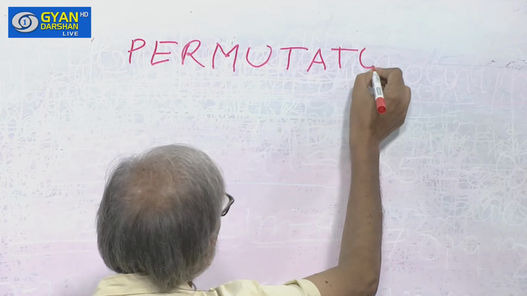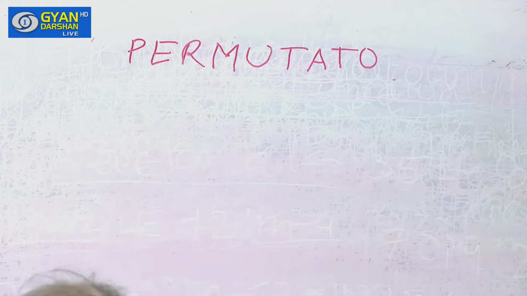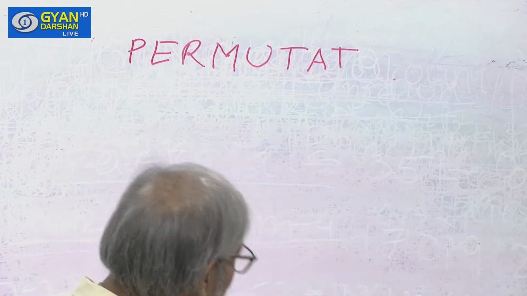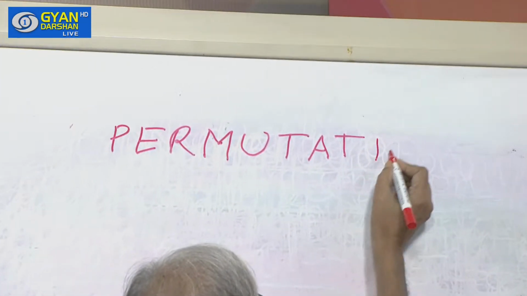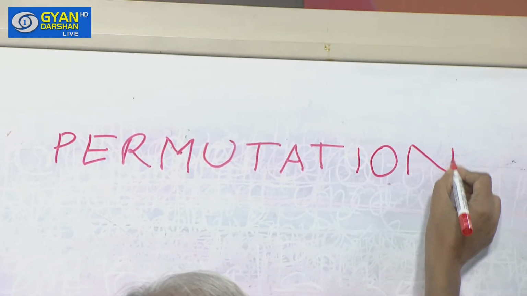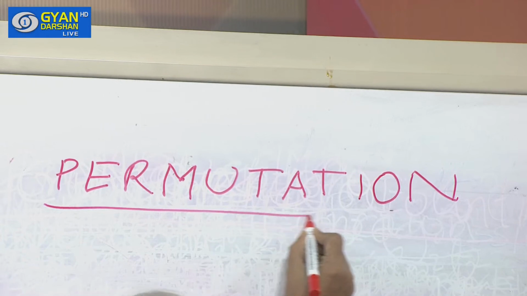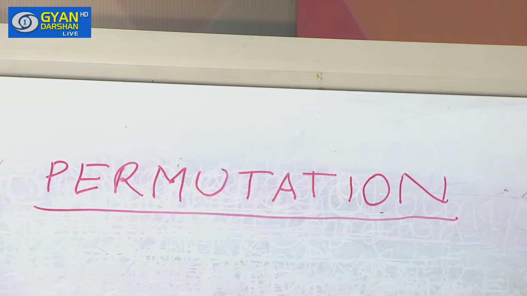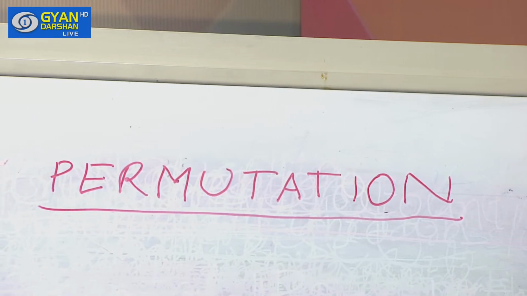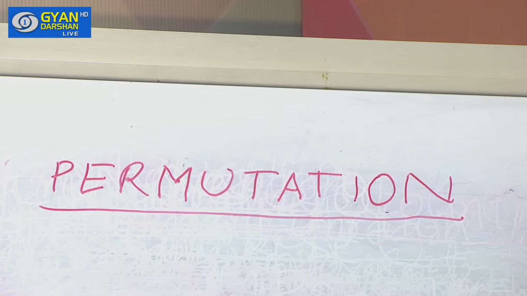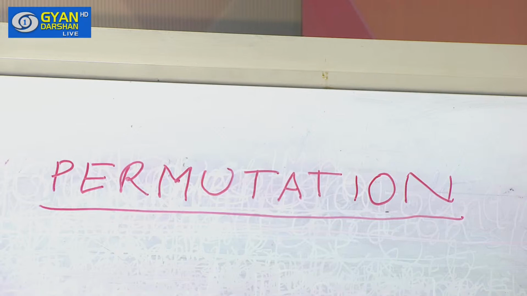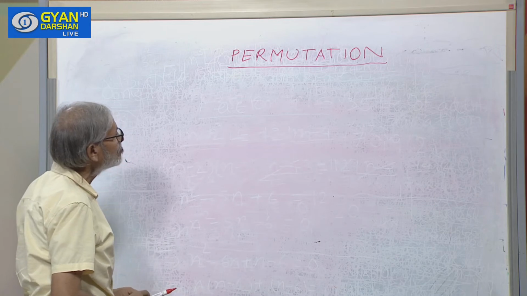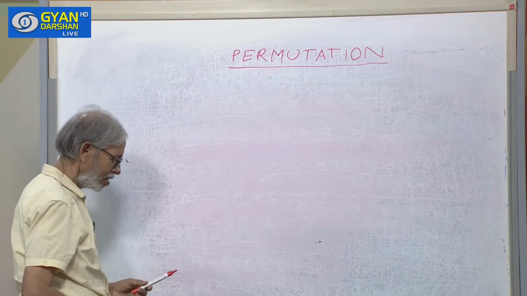It is quite an interesting topic, permutation. It is a very good and interesting branch of mathematics, which is also related to art and aesthetics. You see how things can be arranged, in how many manners. The study of these things we do in permutation.